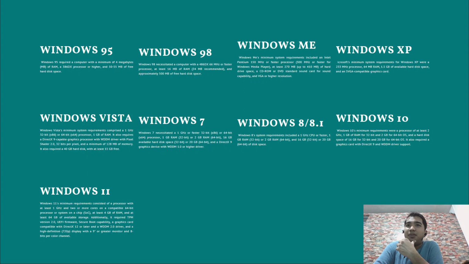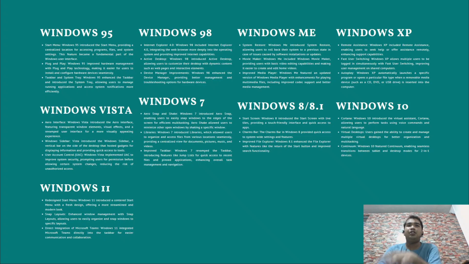The Windows 10 minimum requirement is almost the same as Windows 8. However, Windows 11 now requires at least 4 gig of RAM, 64 gig of available storage, and requires a TPM version 2.0, UEFI firmware, secure boot capability, a graphics card compatible with DirectX 12 or later, and a WDDM 2.0 driver, and a high definition display with a 9-inch or greater monitor and 8 bits per color channel. So let's move on.